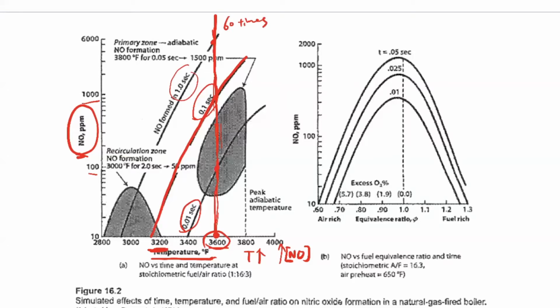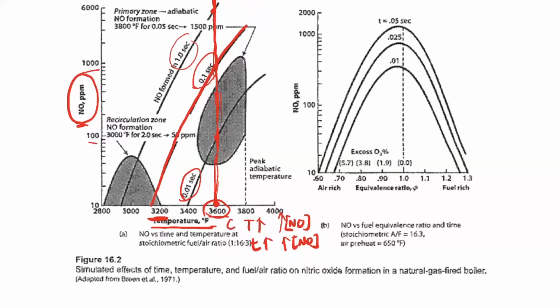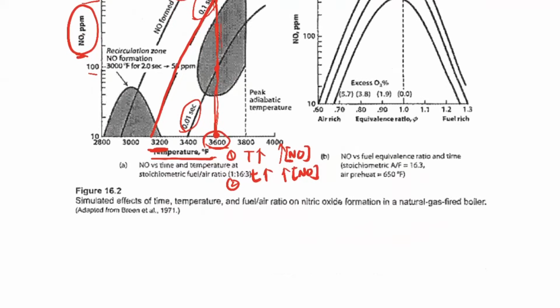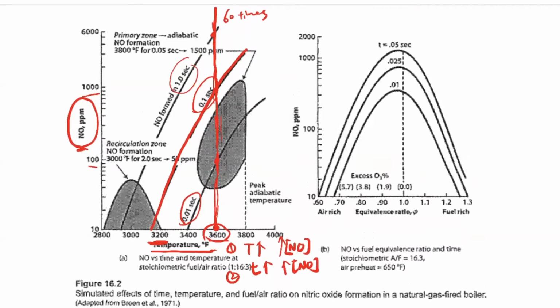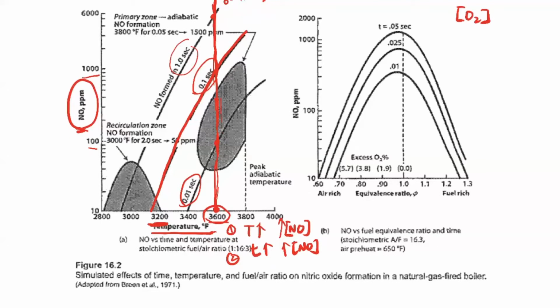Okay, so you can see how the temperature and the time will affect the formation of the nitrogen monoxide. So these are the two parameters that determine the formation of NOx. And there's one more parameter, which is shown in here. The other parameter is the concentration of the oxygen, okay? So here, what is being shown is basically the NO concentration, again, the nitrogen monoxide concentration, as a function of the equivalence ratio.